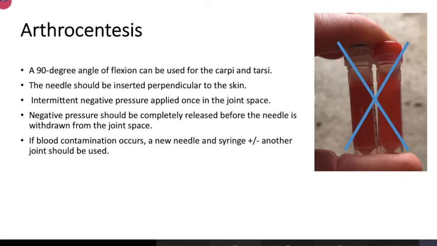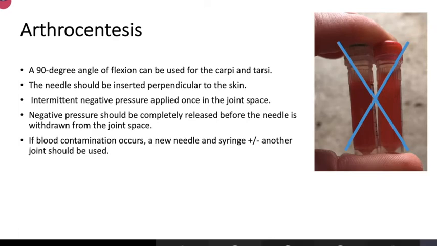If blood contamination does occur and your fluid starts to look a bit more like the tubes on the right, then you can try using a new needle and syringe if you think it's from the subcutis, or using another joint. So often it's easier to start with the carpi and tarsi and then save a stifle in reserve in case you get blood contamination.